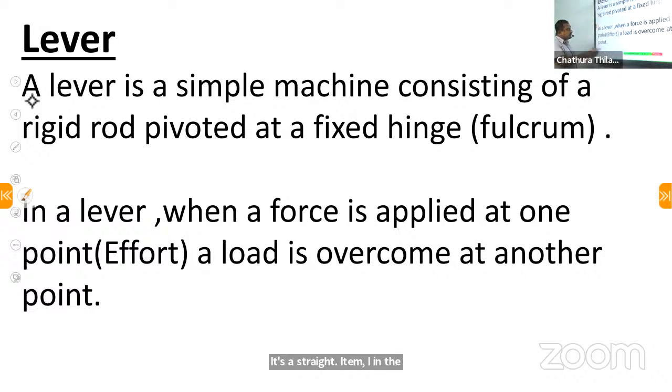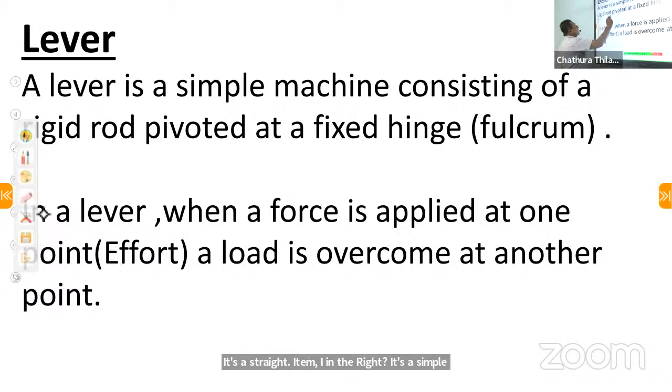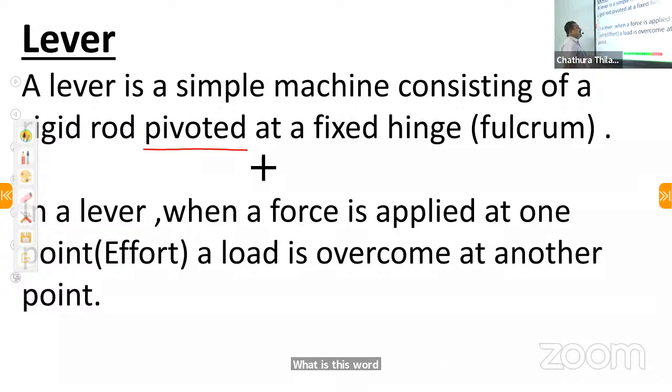It's a simple machine consists of a rigid rod pivoted at a fixed hinge.